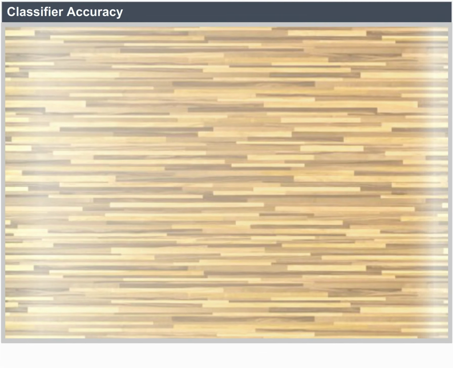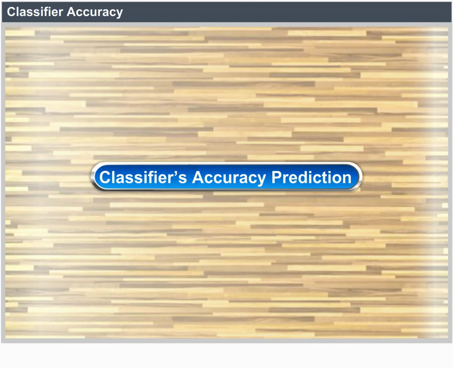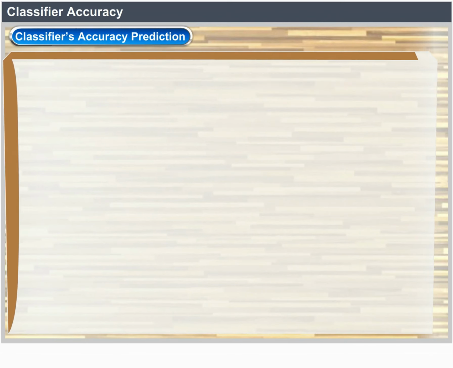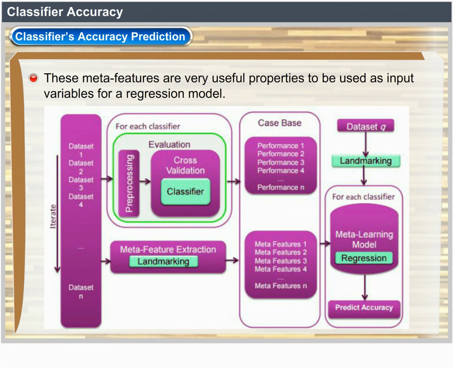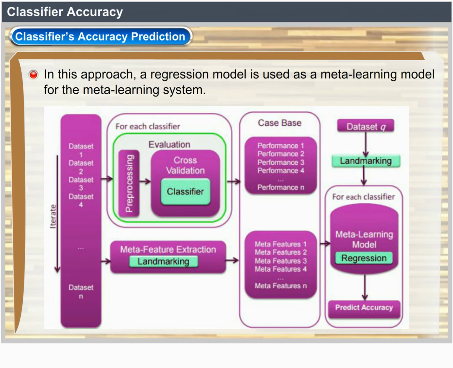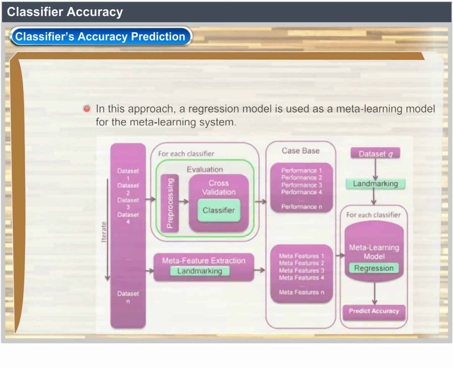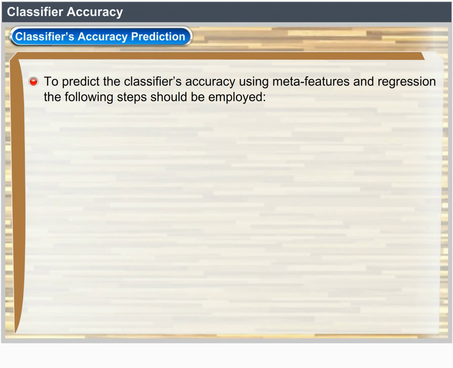Classifier accuracy. Classifier accuracy prediction is part of meta-learning, and there are several techniques proposed for such a system. These meta features are very useful properties that can be used as input variables for a regression model. In this approach, a regression model is used as a meta-learning model for the meta-learning system. To predict the classifier's accuracy using meta features and regression, the following steps should be employed.